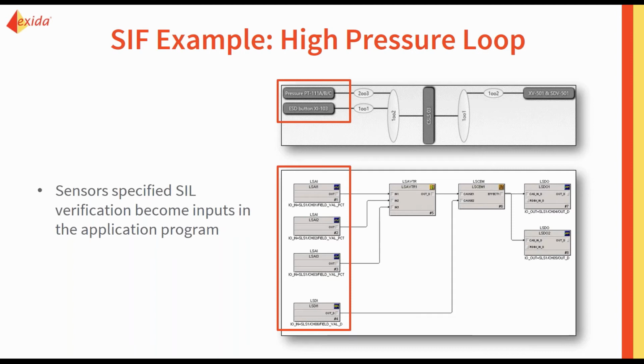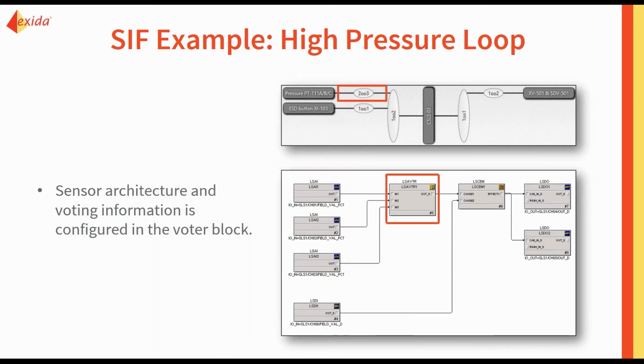as an input to the logic solver. And then you have that emergency shutdown button as well, as an input to the logic solver. The pressure transmitters are voted 2 out of 3, and so that sensor architecture and voting information is going to be configured in your voter block.